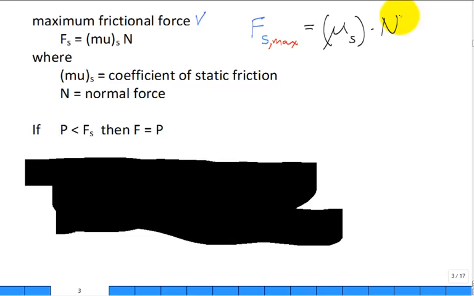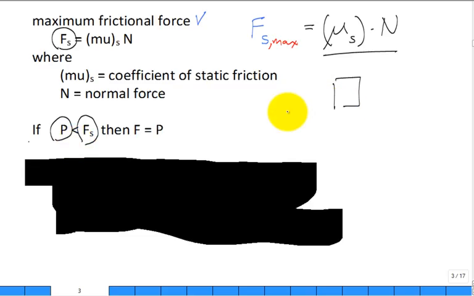Often our frictional force is less than the limiting, less than that maximum frictional force. It's not on the verge of slipping. It's far away from slipping. But the book doesn't do that. The book just talks about F of S as a static frictional force, and it implies that that's the limiting or the maximum, which is just the product of these two components. So if P is less than that limiting frictional force, then the responding frictional force is equal to the load.